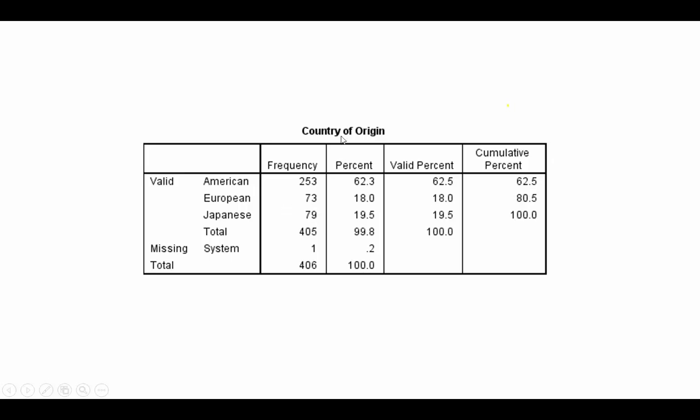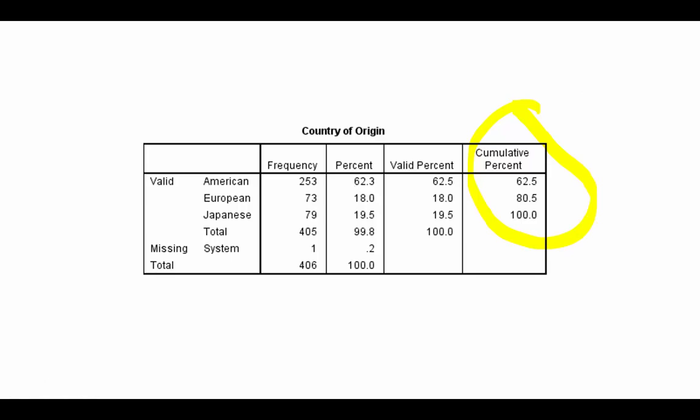If I wanted to calculate a relative frequency, and notice that that is not a column offered in a frequency table, this is an SPSS frequency table, but also the frequency tables shown in your textbook don't have relative frequencies. If I wanted to calculate a relative frequency, I would take the count, so 253, relative to the total of 405. So 253 divided by 405 would give me the relative frequency. Calculating that proportion and then multiplying it by 100 would give me this 62.3%.